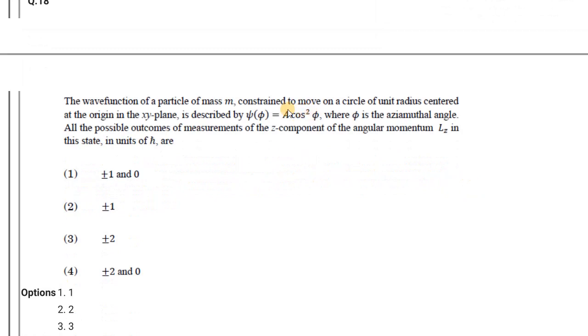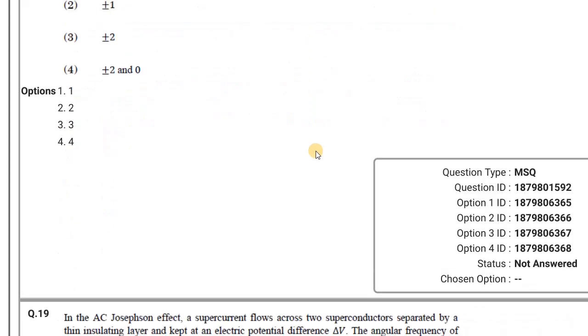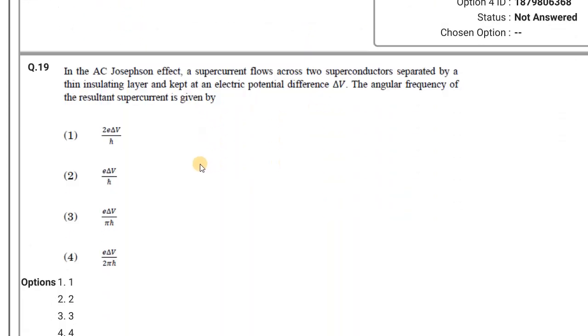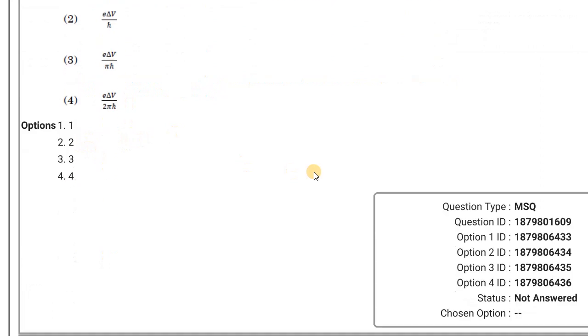This cos square phi, you need to write it in terms of YLM. Then you can do this answer. So you need to know what YLM is. You need to express this as your YLM. Then you can do this Josephson junction. If you have read Kittel even once in your life properly, then you know the answer. The Josephson junction, this is Josephson junction. This is your answer. Fine.